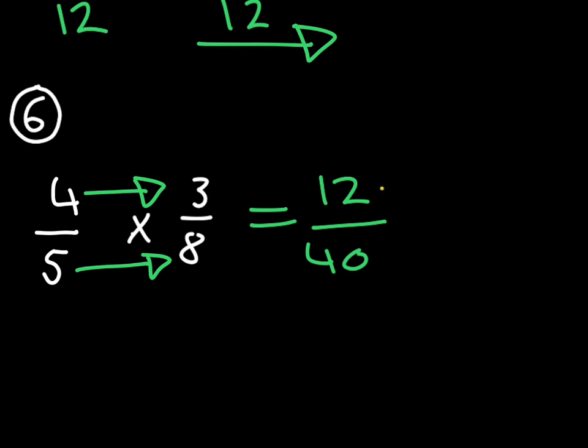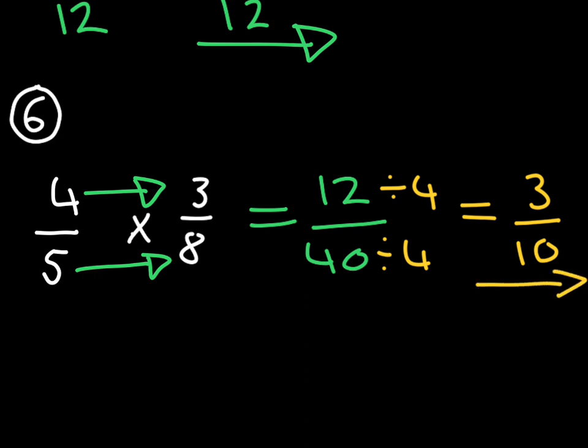So we can divide both the numerator and the denominator by 4. 12 divided by 4 gives us 3, and 40 divided by 4 gives us 10. Now there is no number which goes into both 3 and 10, therefore this is our final answer for question number 6.